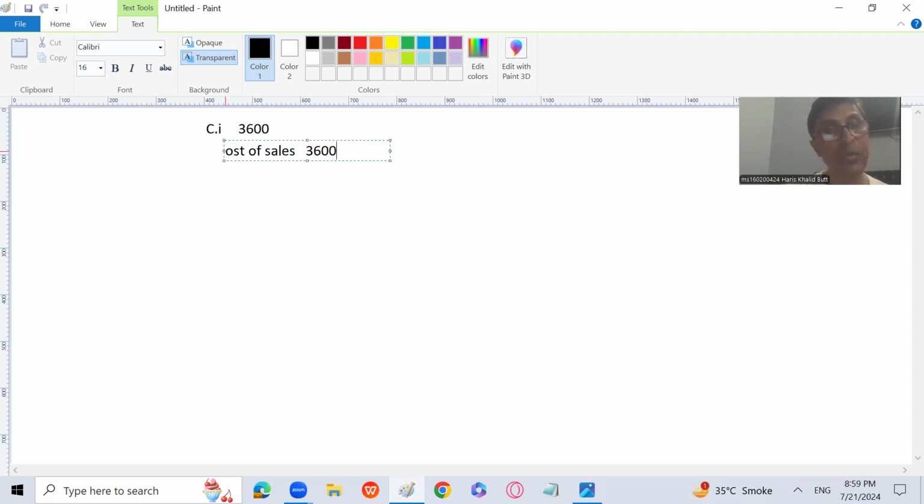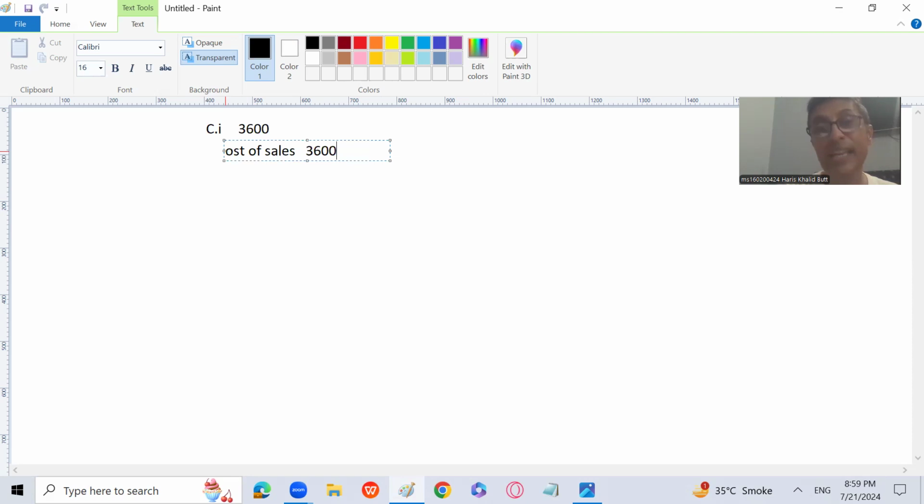Cost of sales is going to be credited because we have subtracted a larger amount from cost of sales, since we have written closing inventory less than its actual amount. Because of that, cost of sales is higher than the actual value.